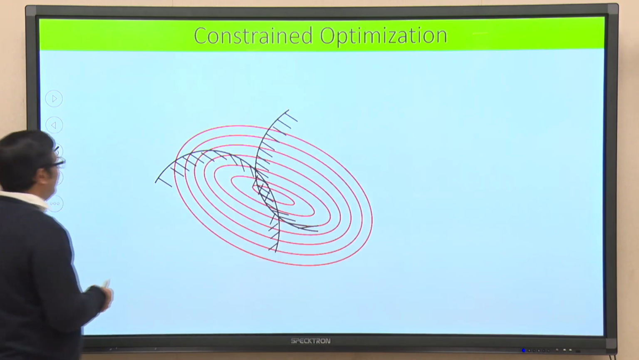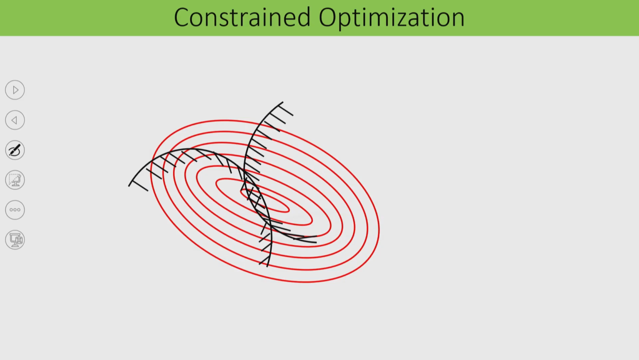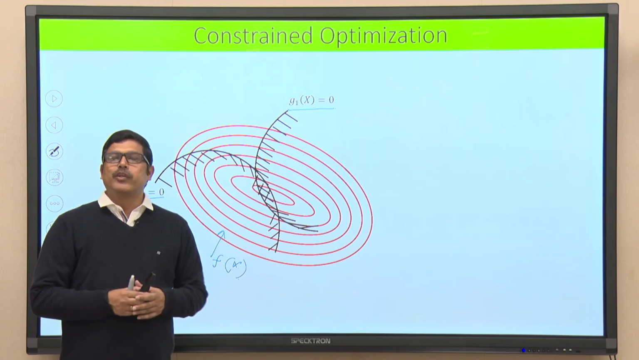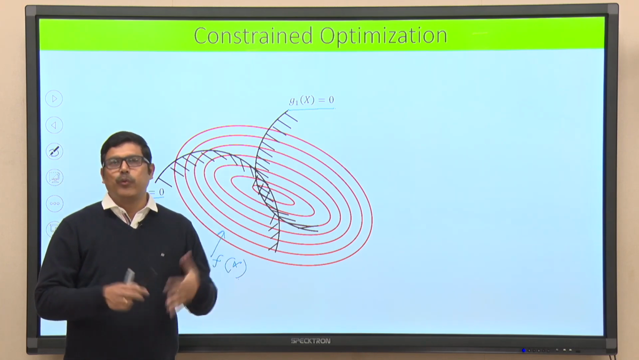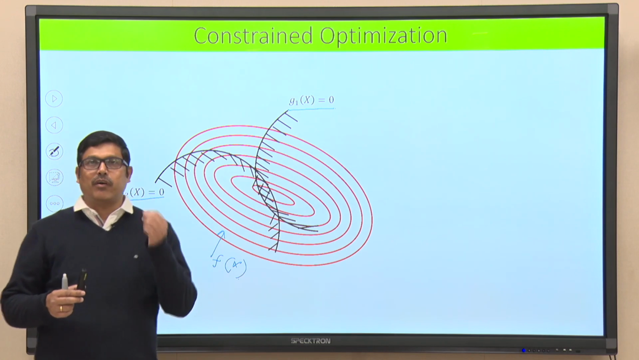So, let us look at this. I would like to explain whatever we have discussed using this figure. Suppose this is the function f x. We have two constraints, that is g 1 x equal to 0 and g 2 x equal to 0. As I said earlier, these two constraints are active constraints. We are not considering inactive constraints, only active constraints.